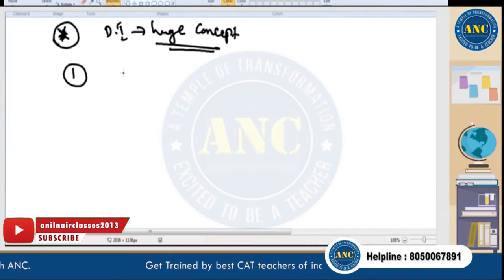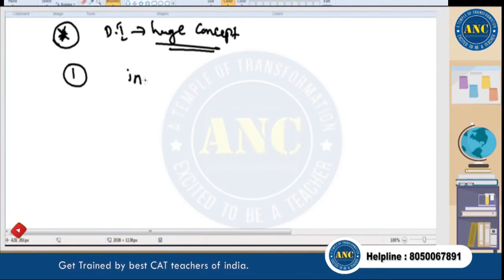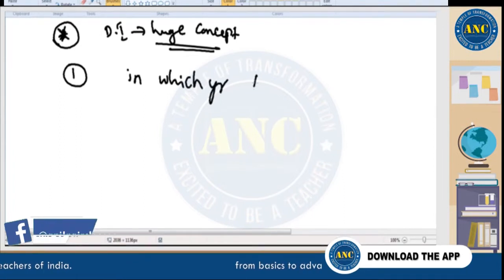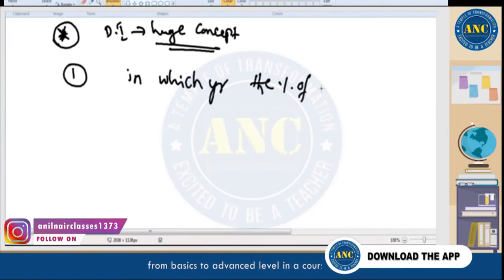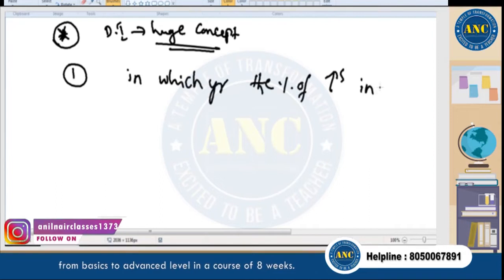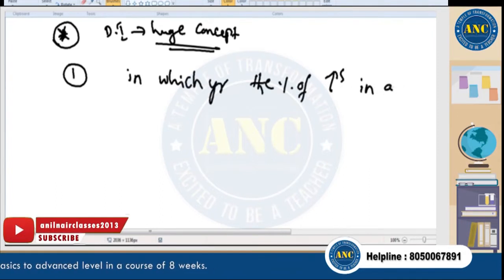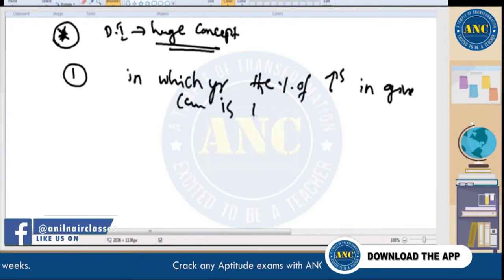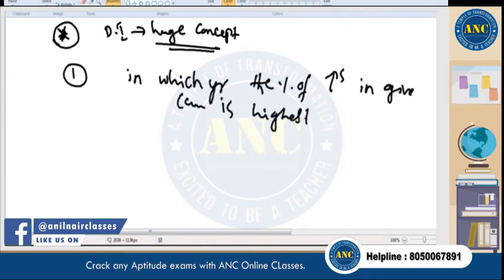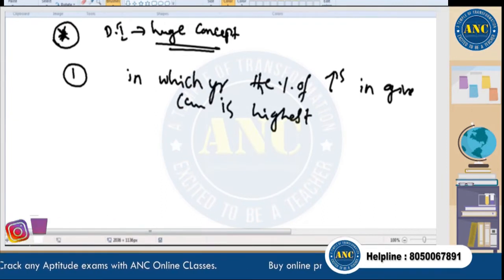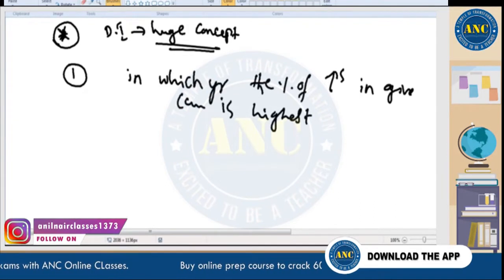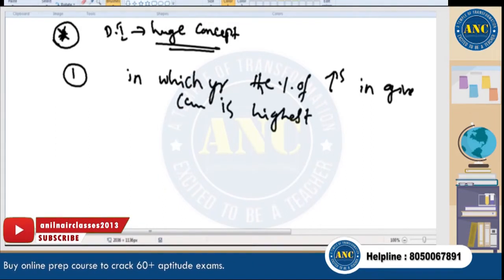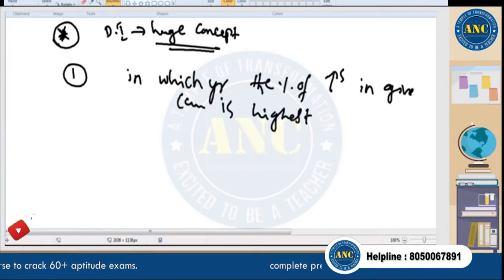there will be one question. For suppose, I am just assuming one question. The question can be like this: in which year the percentage of increase in given companies is highest? If anyone has already gone through this DI, think about this. If you are a newcomer, you don't know anything about DI, just try to understand the things.